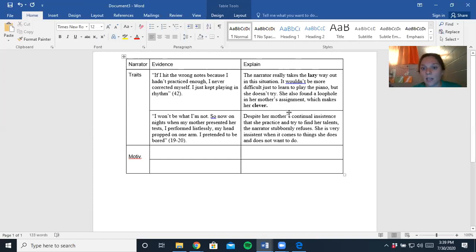So again, I'm going to go through. I think stubborn is a good word to describe her, so I'm going to put that in bold, and insistent. When she wants something, she's going to do whatever she has to do to get her way.